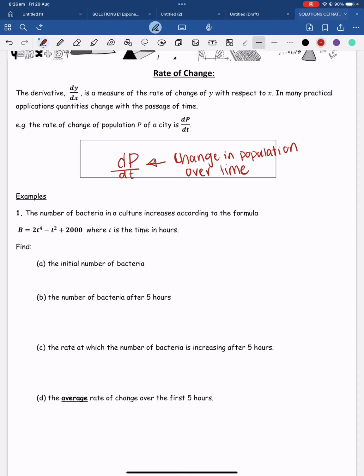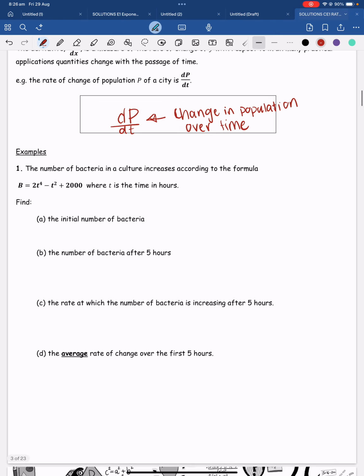So we're looking at the changing population over time. Sorry, I'll try and get a bit neater. Okay, so first example, the number of bacteria in a culture increases according to the formula here, where T is time in hours. Find the initial number of bacteria. Now you can pause this video anytime if you want to just give the questions a go and then check your answers. Remember, initial means that T equals 0.